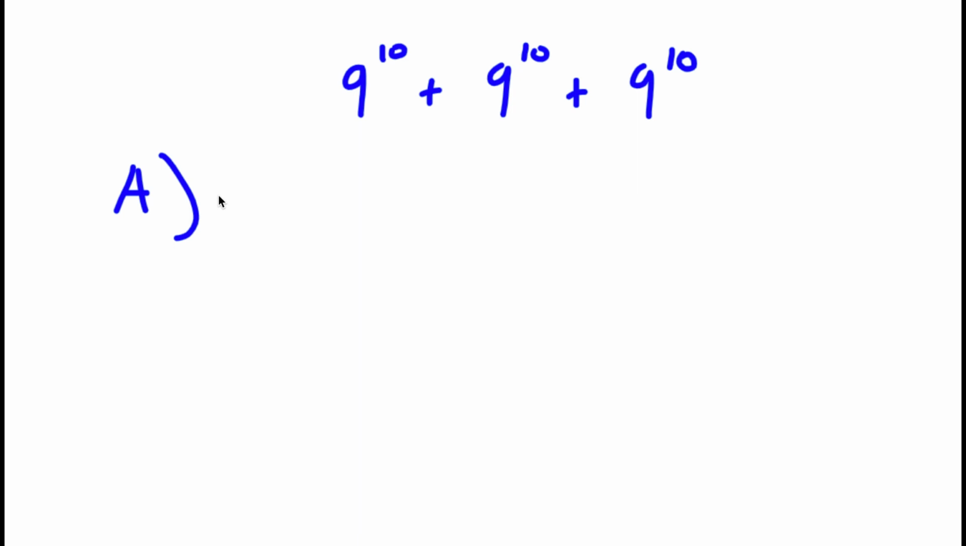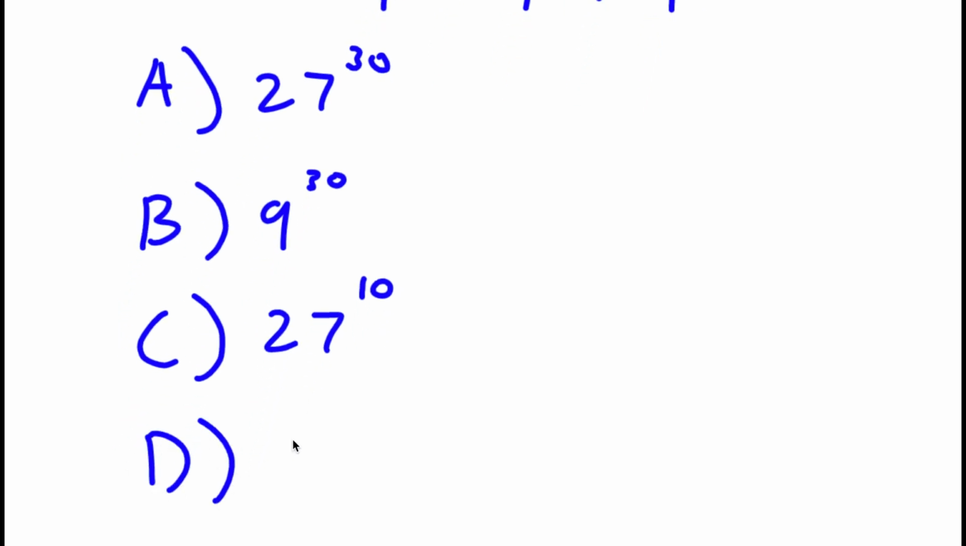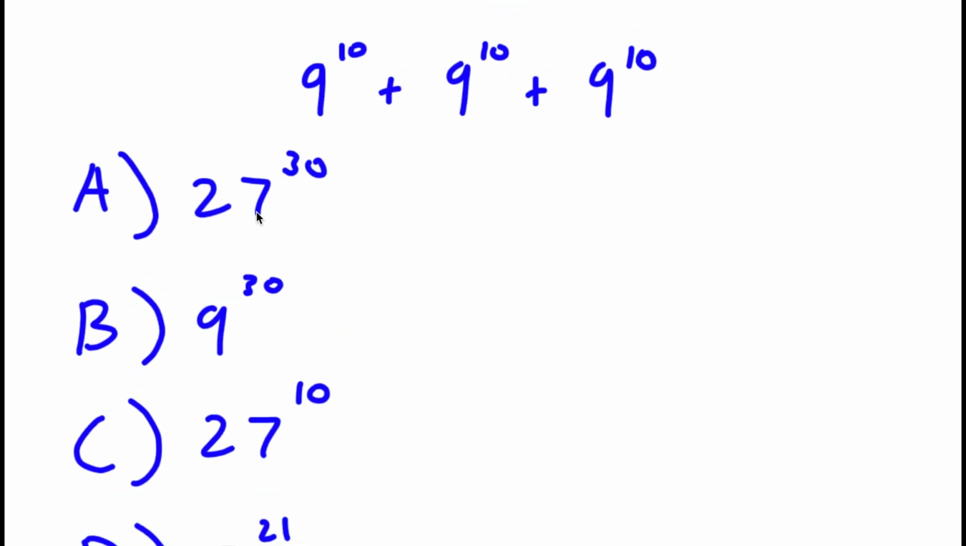So for answer choice A, I have 27 to the power of 30. For answer choice B, I have 9 to the power of 30. For answer choice C, I have 27 to the power of 10. And finally, for answer choice D, I have 3 to the power of 21. So we want to figure out which one of these answer choices is the correct answer to this problem.